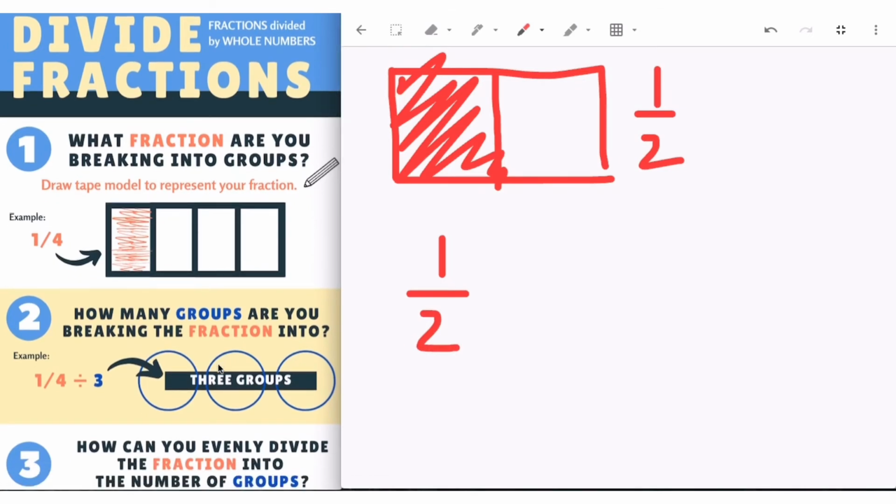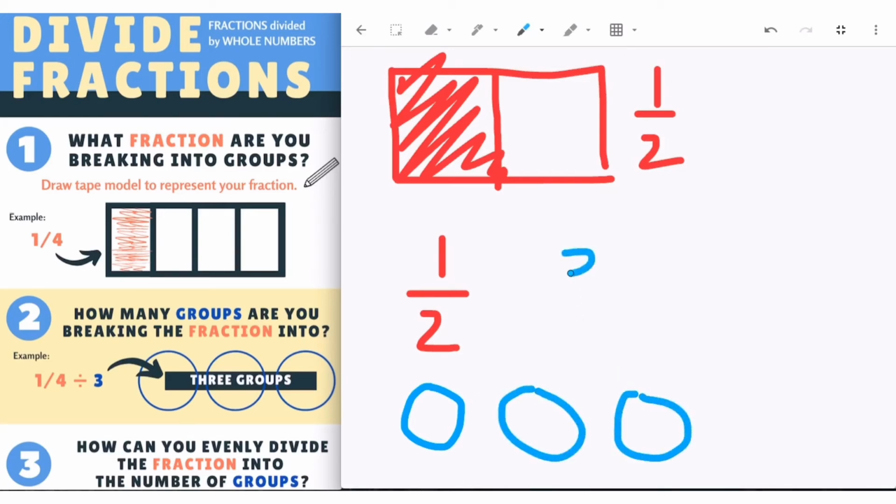Number 2, how many groups are you breaking the fraction into? So just like the previous problems, we're breaking it into 3 groups. So 1, 2, 3. That means I'm dividing by 3.